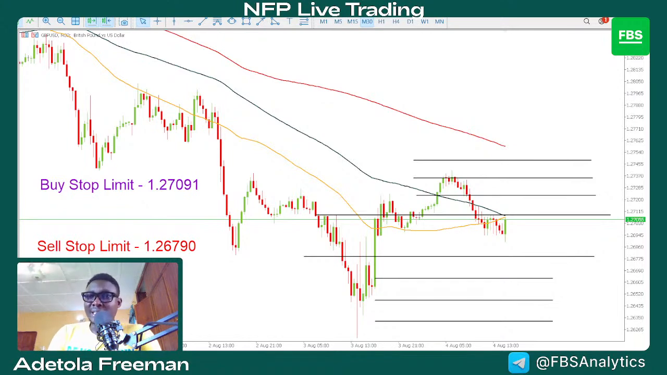The US dollar is represented as US dollar on the charts. If you use the FBS terminal, you're going to see it as US dollar. It's just there.